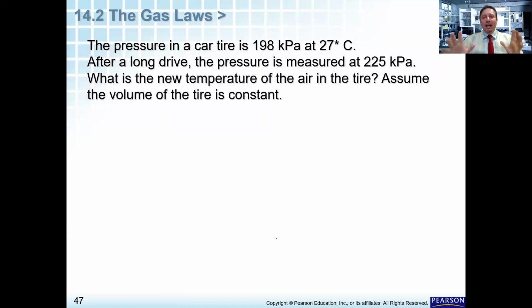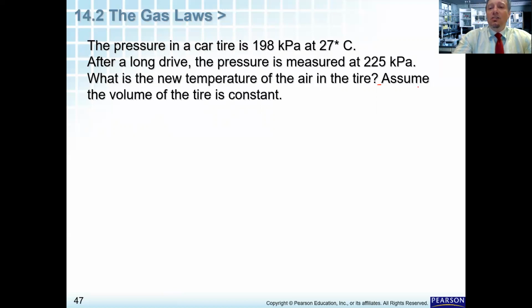So think about what's happening. You're going down the road for a long trip. That means the tire is going round and round and round, and the friction is picking up and causing the air to heat up inside there. So that's why the temperature of the tire is going to have increased, because the pressure increased.